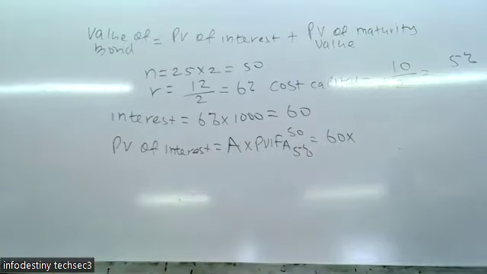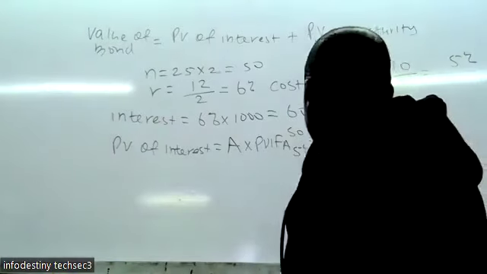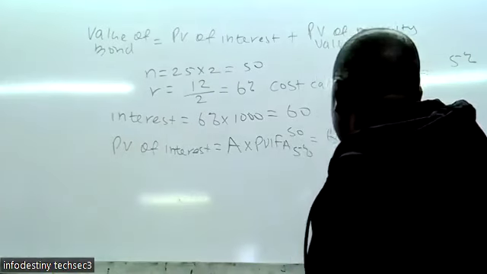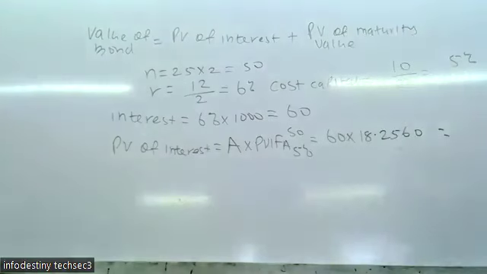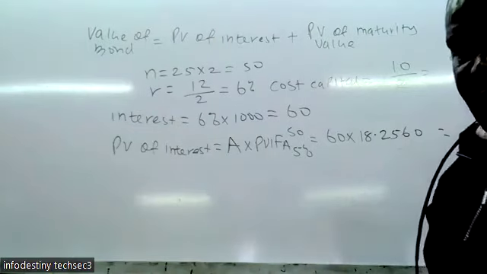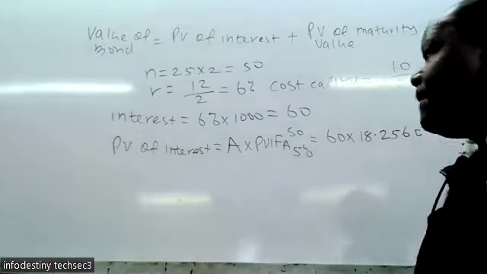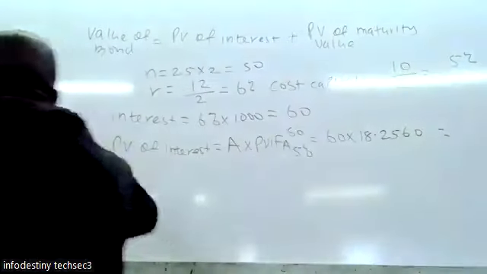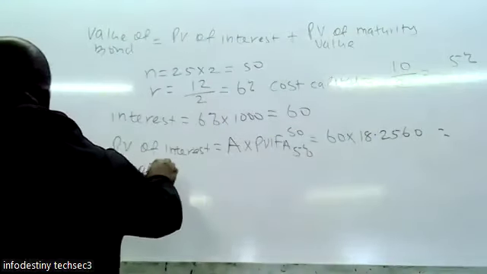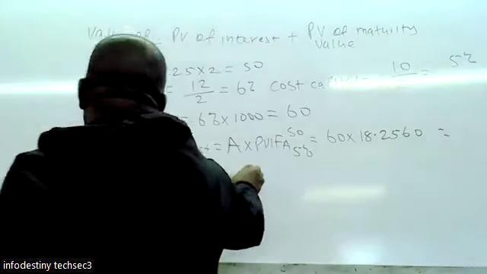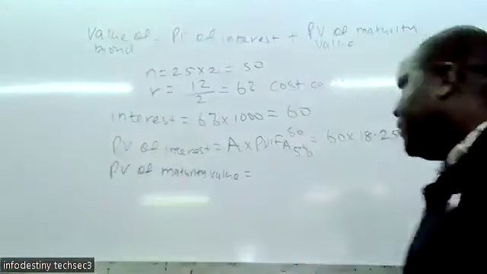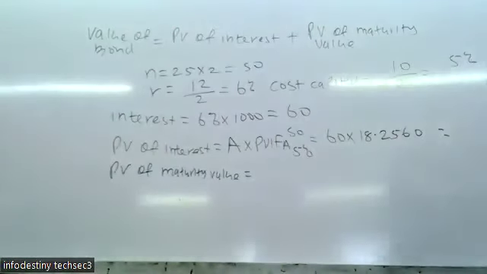Yeah, should be 18.256 like that. So that's now the present value of the interest. Then there will also be the present value of the maturity value.